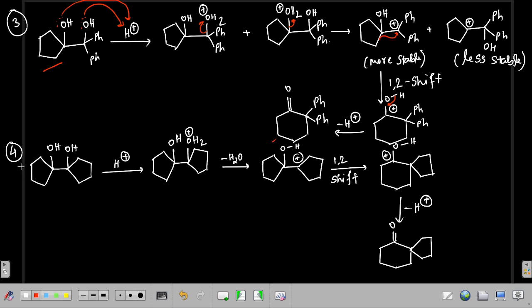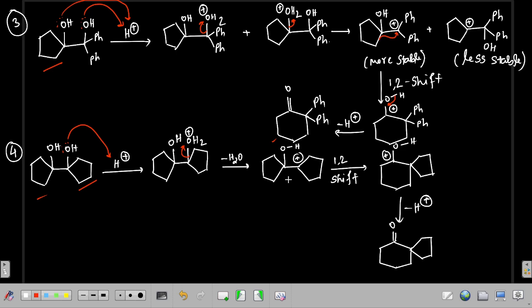This is our next example, two cyclopentane, and we have two alcohols, like this is a 1,2 diol with two cyclopentane. Now this hydroxyl group will abstract the proton, and it leads to the formation of this H2O plus. There will be removal of this H2O, and it leads to the formation of this carbocation.